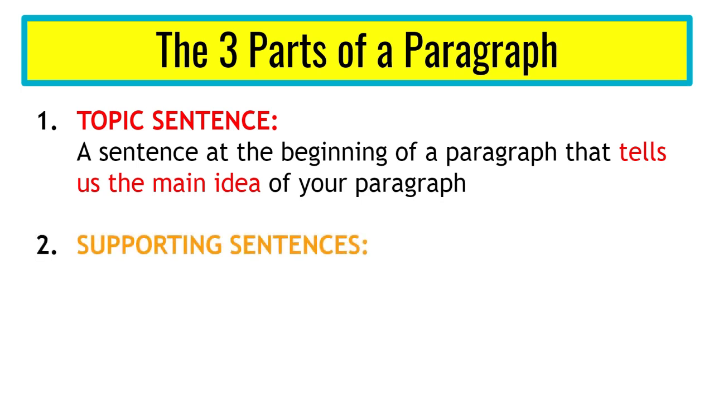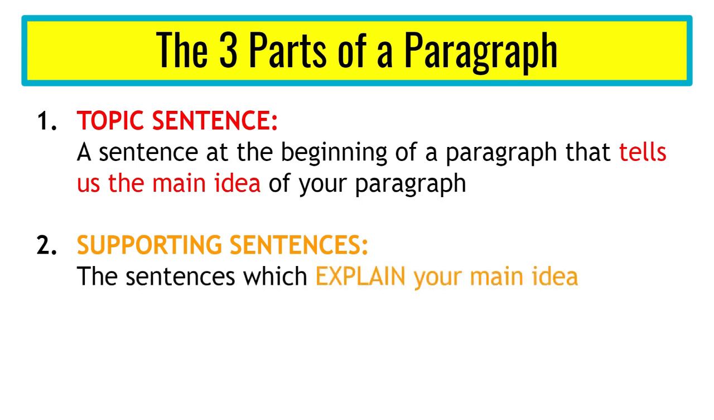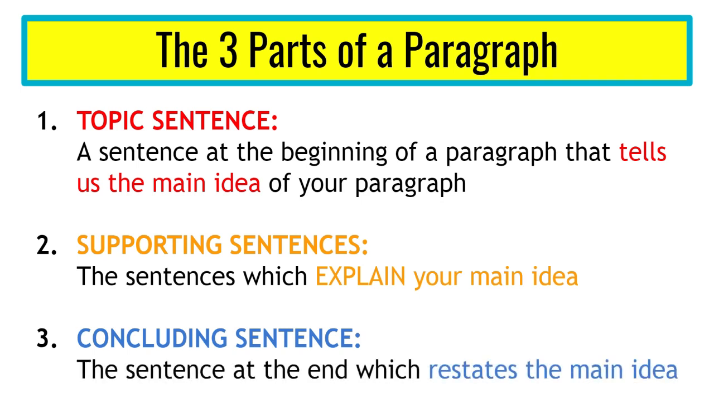The next part of a paragraph is called supporting sentences. These sentences explain our main idea, so they are there to support or add explanation to the topic sentence. And finally, the third is called the concluding sentence. This is the sentence at the end of the paragraph which restates or says the main idea in different words.